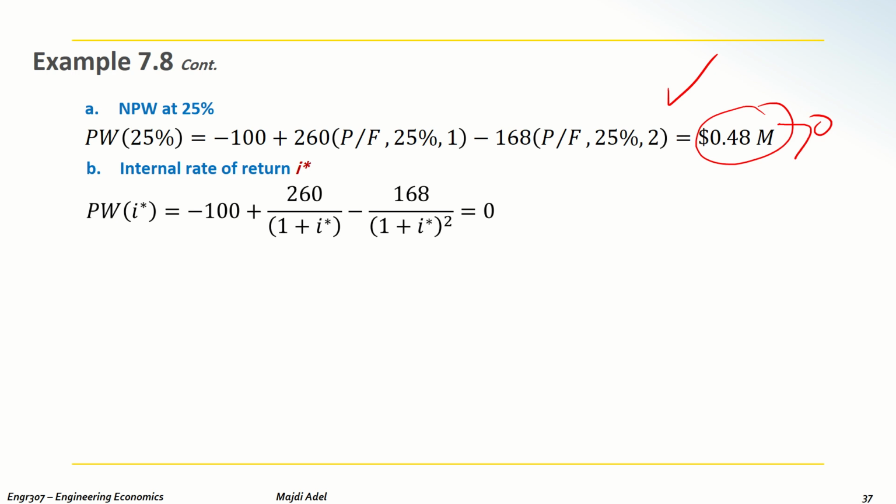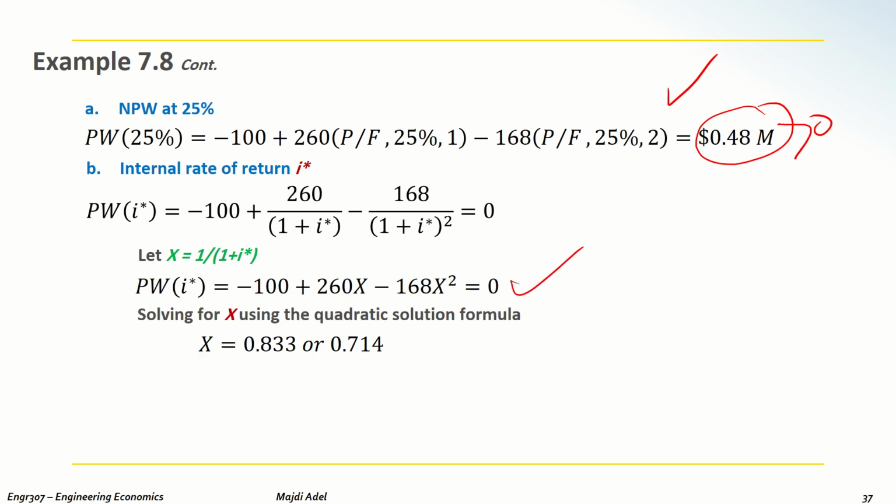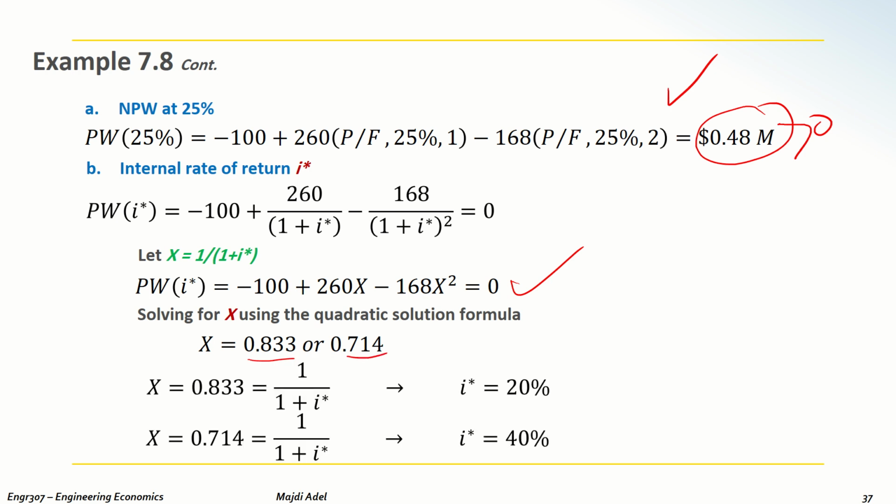Internal rate of return of the project means that the present worth is equal to 0: minus 100 plus 260 divided by 1 plus i, minus 168 divided by (1 plus i) squared, equals 0. Solving the quadratic equation, first we let x equal 1 over 1 plus i. You will get this quadratic equation. Solving it, we will get x equals 0.833 or 0.714. And solving for i star, we will get two rates of return, 20% and 40%.